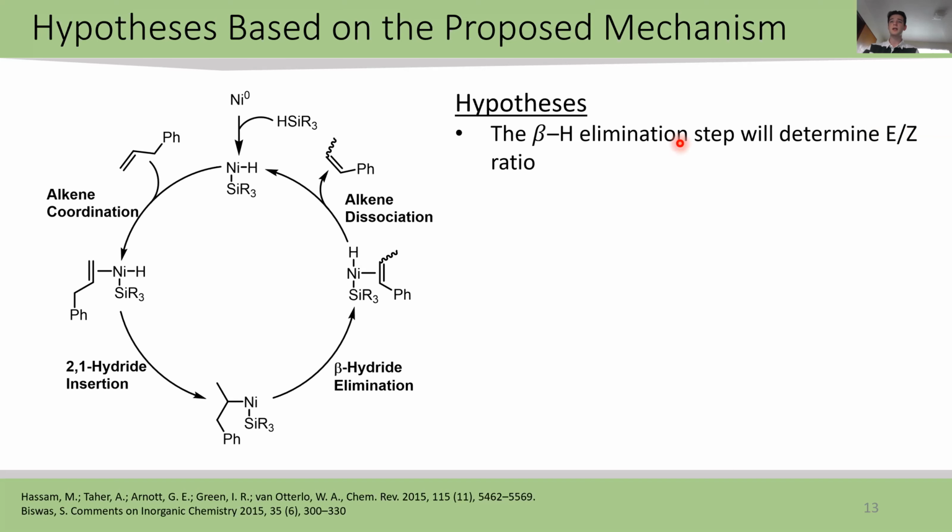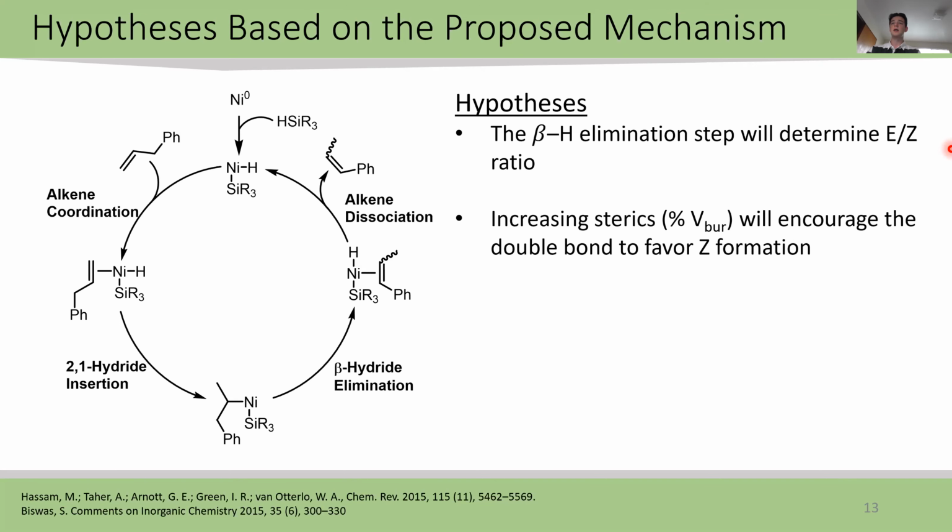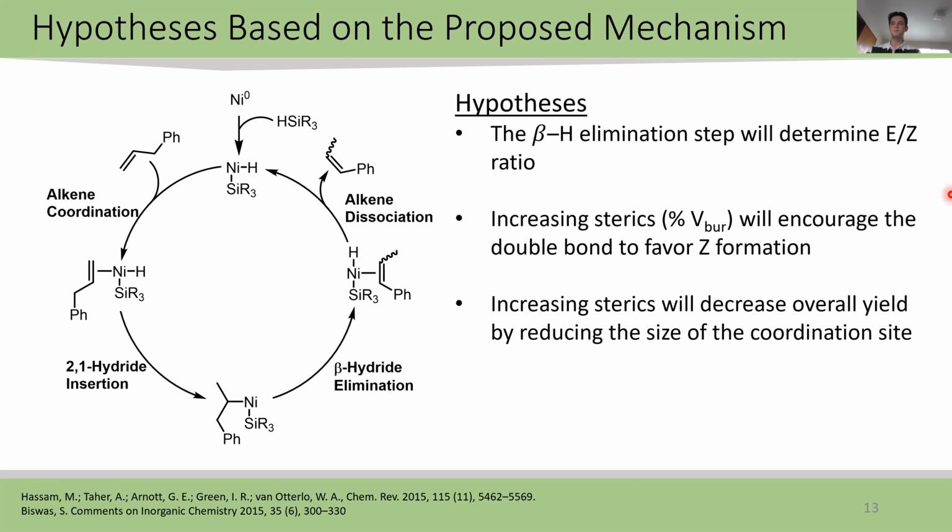The first is that the beta elimination step, that's this step here, will determine the E to Z ratio. We can imagine that if the ligand sphere here was significantly larger, it would be difficult for this R group to sort of point to the left rather than point to the right. So that might be the step that promotes E to Z selectivity. Additionally, increasing the sterics will increase Z formation. So this is the Z alkene, and like I just said, if it's pointing to the left as the E isomer would, that might be difficult if the ligand sphere is significantly larger.